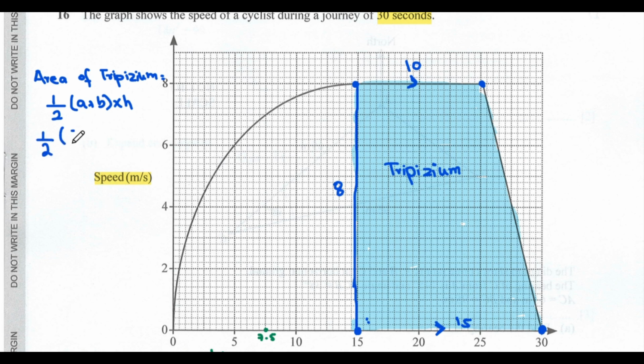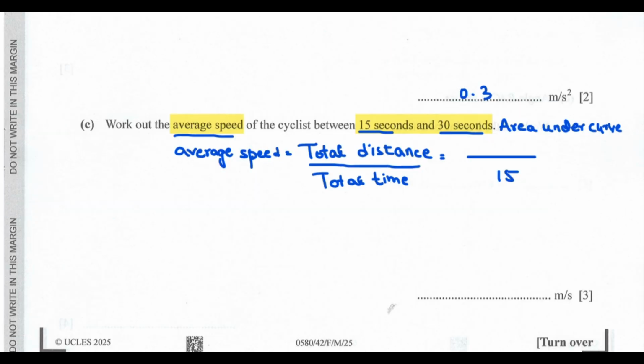So I'll just substitute the values in the formula. It would be 1 over 2 a plus b, so it would be 10 plus 15 times height, so it would be times 8. Now doing it further, 10 plus 15 is 25. So I'll write 25 here times 8. Now I'll cancel 2 and 8. 2 ones are 2, 2 fours are 8. So it is 25 times 4 and 25 times 4 is 100. So area under the curve is 100. That means distance covered is 100 meter. So total distance is 100. And when you divide 100 by 15, your answer of average speed would be 6.67 meter per second.